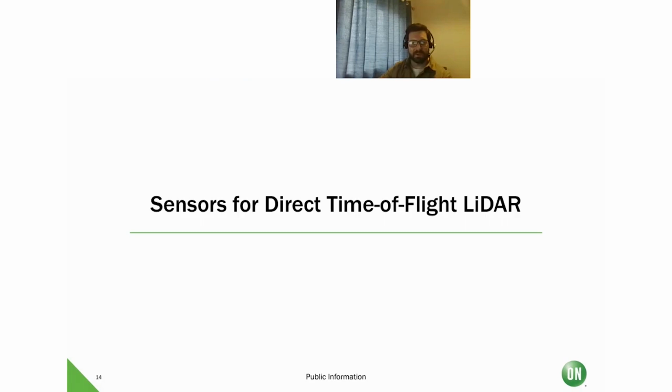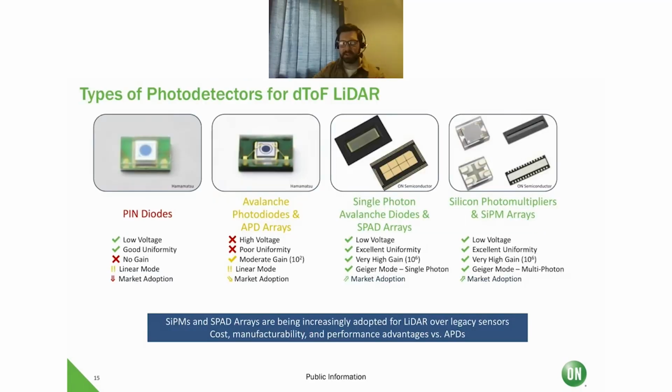Thanks, Bauman. So there are several different types of detectors for direct time-of-flight LiDAR. Legacy detectors such as PIN diodes and avalanche photodiodes, or APD arrays, are fast being replaced by more sensitive detectors such as SiPMs, SiPM arrays, and SPAD arrays. Some of the pain points for PIN diodes are the very low gain, and for APDs, it's the high voltage and poor uniformity. Because of the low to moderate gain of these legacy sensors, they require higher amplification externally, which leads to higher amplification noise.